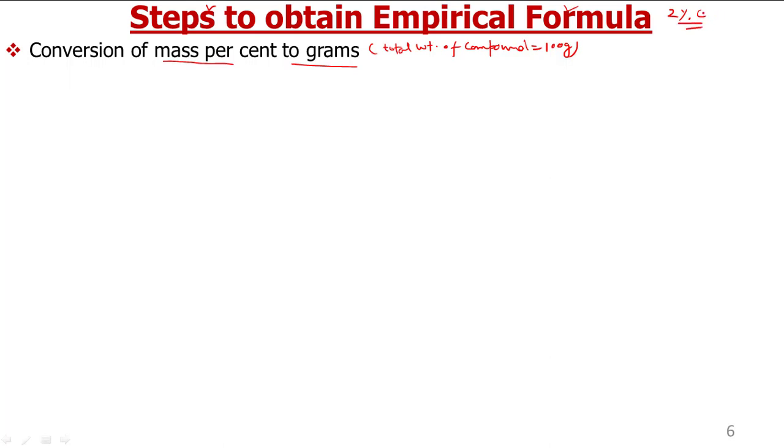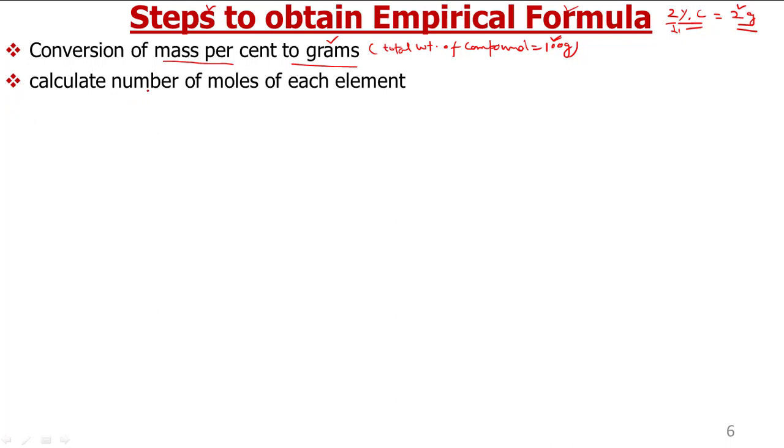Now suppose from some data we have 2% carbon in a compound. That means when the weight of the compound is 100 gram, carbon is 2 gram. So we generally take the total weight to be 100 gram, then the percentage is equal to grams. That's why we choose it to be 100. So this is the first step: from mass percentage data, we have to convert percentage to grams.